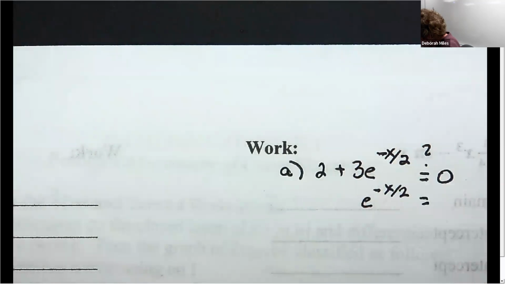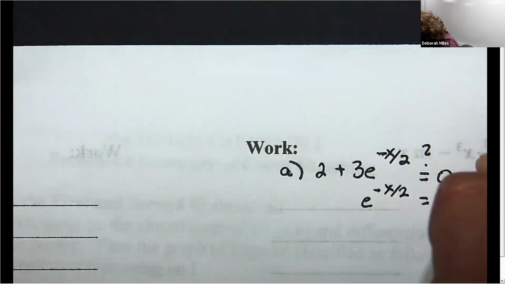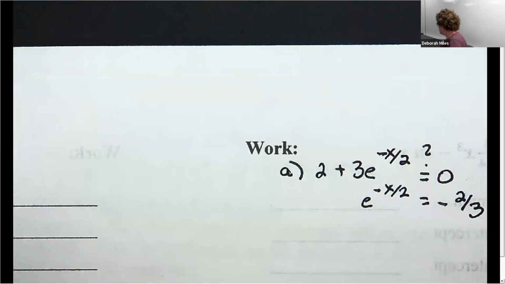I'd get that exponential expression would have to be negative 2 divided by 3. And is there e to any power that gives you a negative? No. You have a positive base. There's no power of positive base that gives you a negative. So the domain is negative infinity to infinity. You can let x be anything.